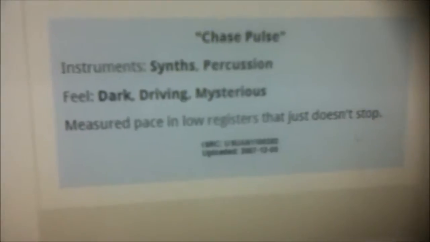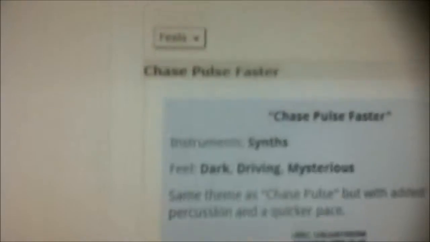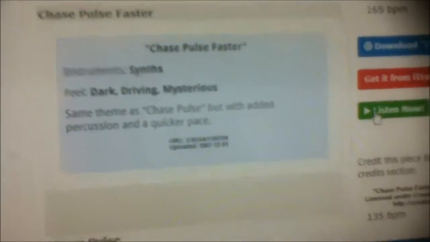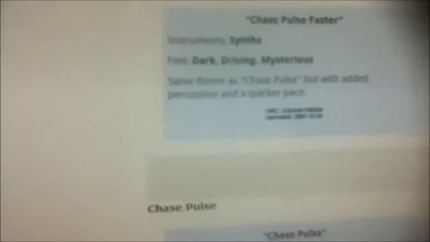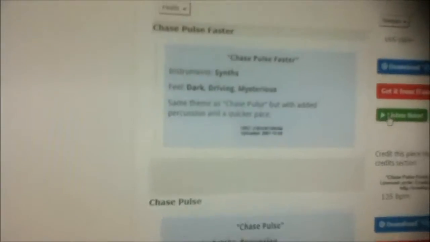Of Chase Pulse and Chase Pulse Faster, the instruments of them don't match with the descriptions of them. The description of the faster version says that there's more percussion, but percussion isn't listed in the instruments, so why doesn't the original version? Okay, I talked fast. Chase Pulse: synth, percussion. Chase Pulse Faster: synth, same as above, with added percussion and a quicker pace. Yeah, that's a quicker pace. You can hear more percussion, but not listed. But then let's move on.